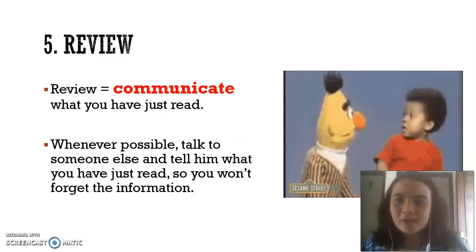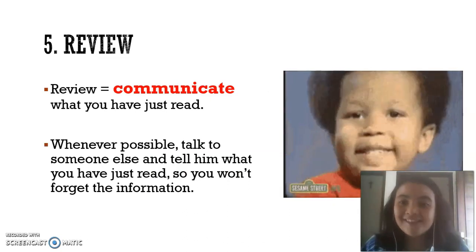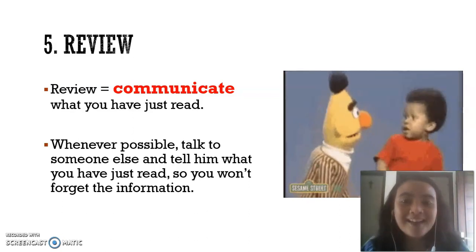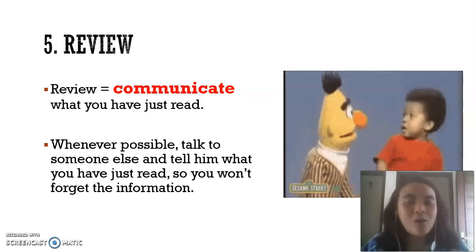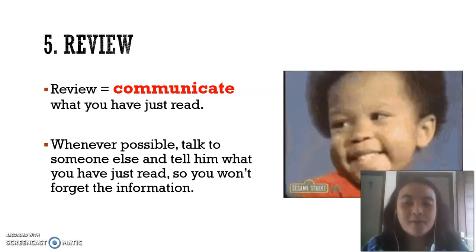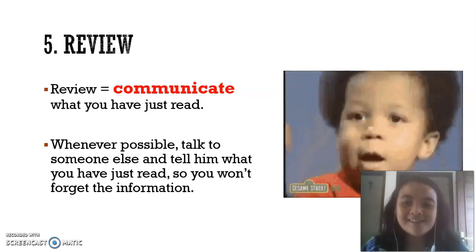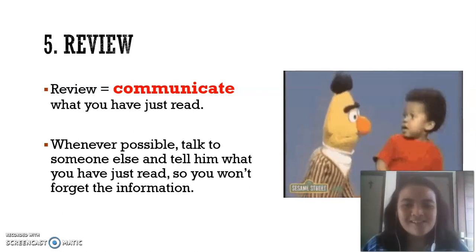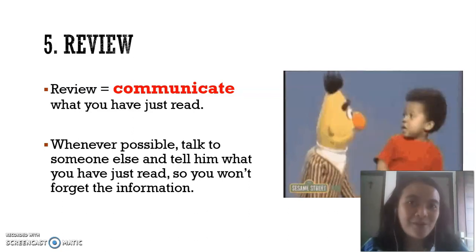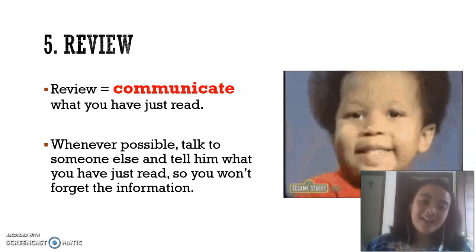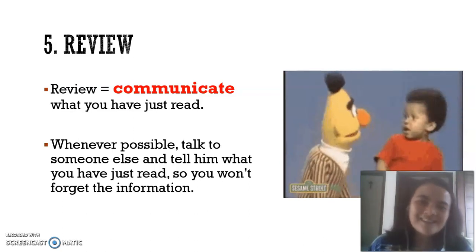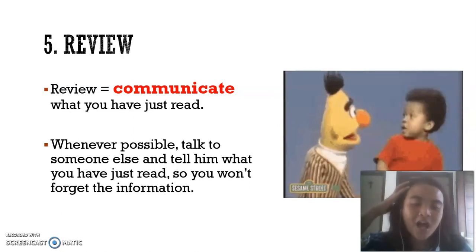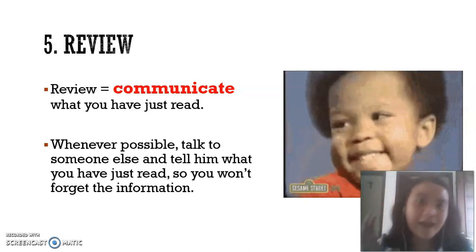Okay. Right. The fifth and the last part is to review. To review is to communicate what you have just read. When you communicate something, of course, you need someone else. So whenever possible, please talk to someone else and tell him what you have just read. Why do you have to do this? Because you won't forget the information. When you review, when you repeat again, telling the information again to someone else, to another different person, then you will get the information more lingering in your brain.